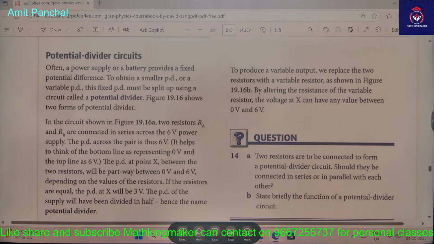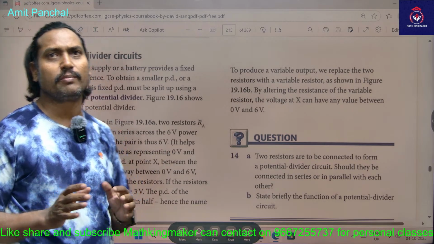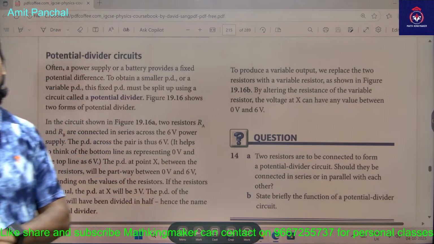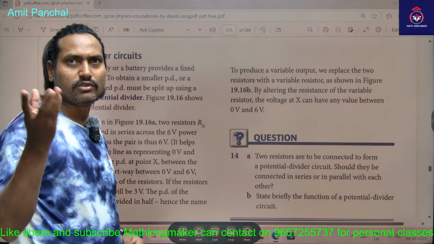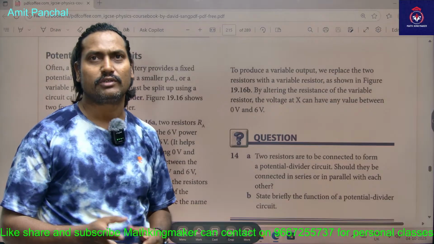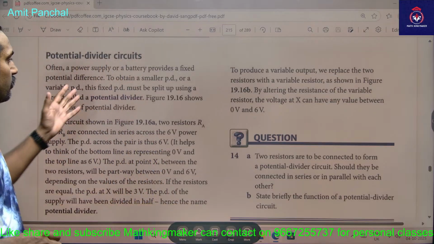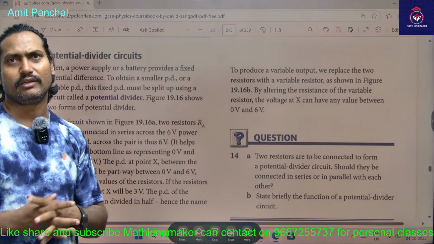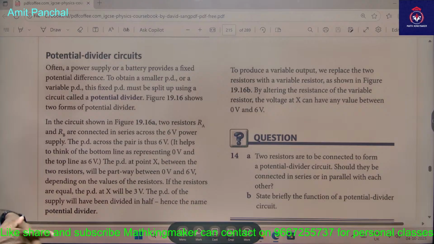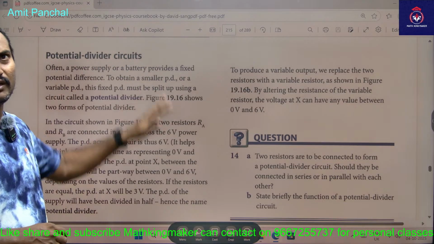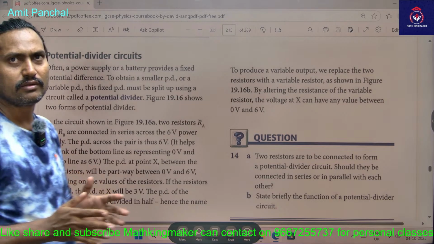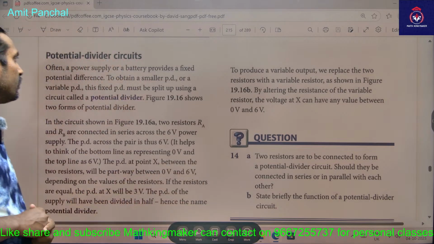As you have a 12 volt battery, it will provide you 12 volt, that is fixed. But if we want 6 volt, or 3 volt, for some circuit or some component, how are you going to give it 3 volt, 4 volt, 5 volt or 6 volt if you have a 12 volt battery? These types of circuits, which divide the potential, are said to be potential divider circuits.